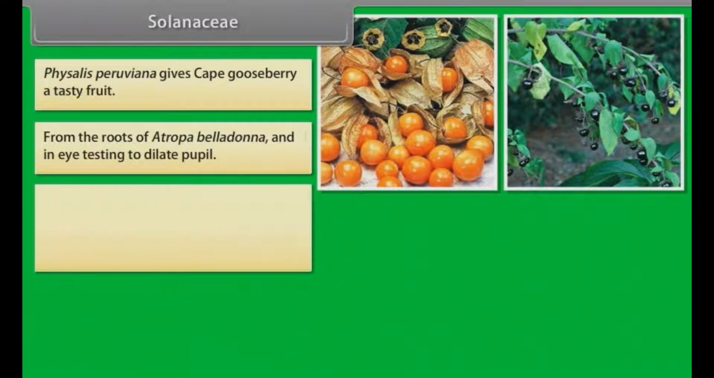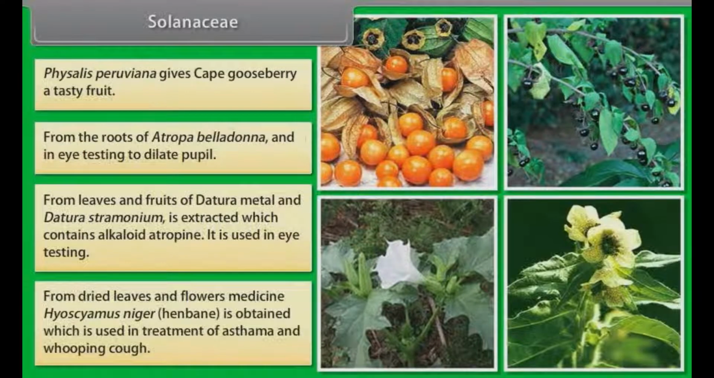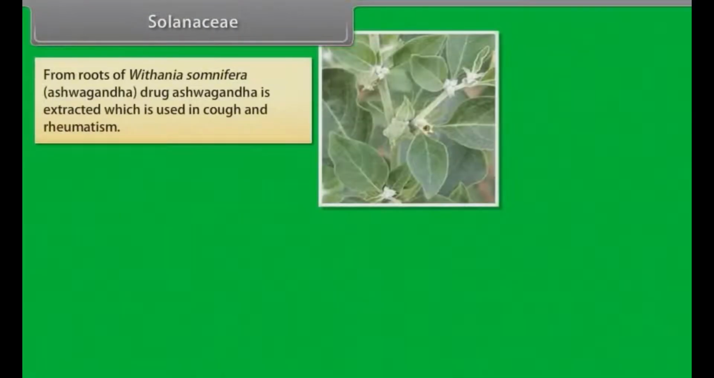From leaves and fruits of Datura metel and Datura stramonium, atropine is extracted, which is an alkaloid. It is used in eye testing. From dried leaves and flowers of Hyoscyamus niger, henbane, medicine is obtained, which is used in treatment of asthma and whooping cough. From roots of Withania somnifera, ashwagandha, the drug ashwagandha is extracted, which is used in cough and rheumatism.